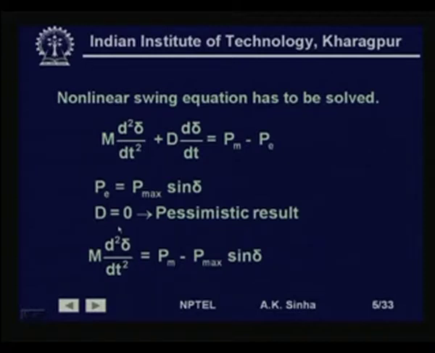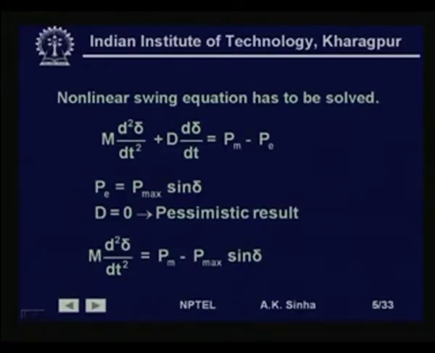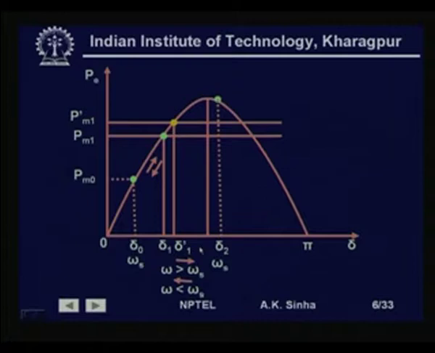So, when d is equal to 0, we are going to get sustained oscillation, which means the system is going to have oscillations all the time. Of course, that will not be the case because in an actual system there will be d. So, taking d equal to 0 basically leads to a pessimistic result. Now, let us see how this whole dynamic process takes place.